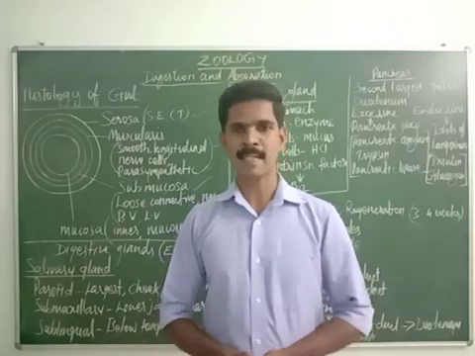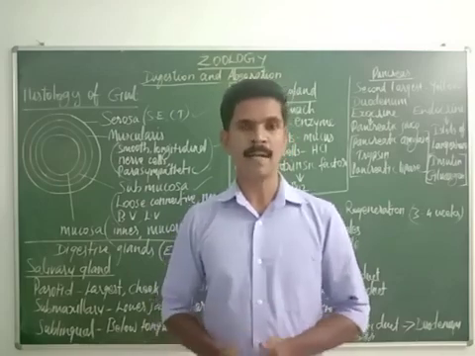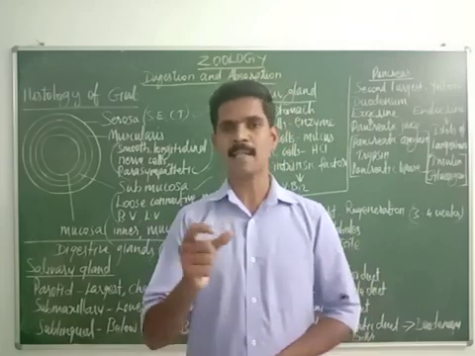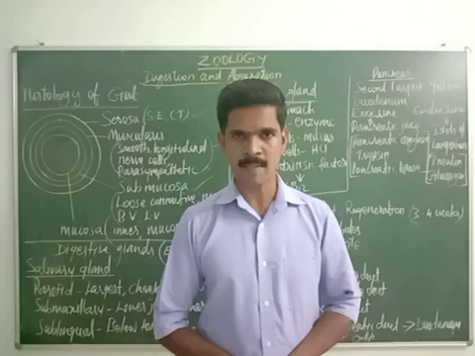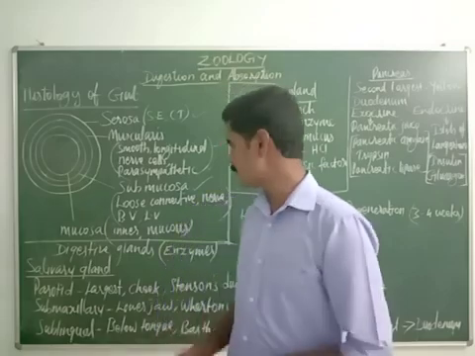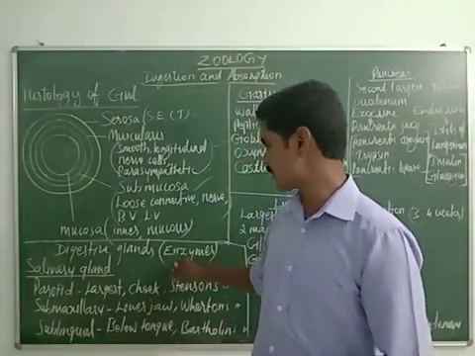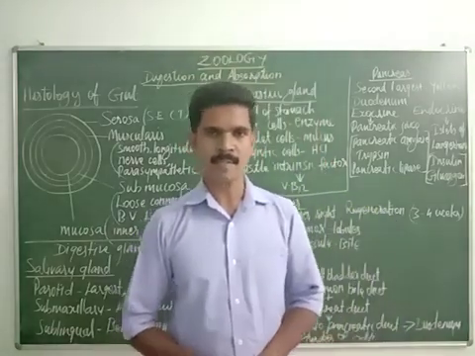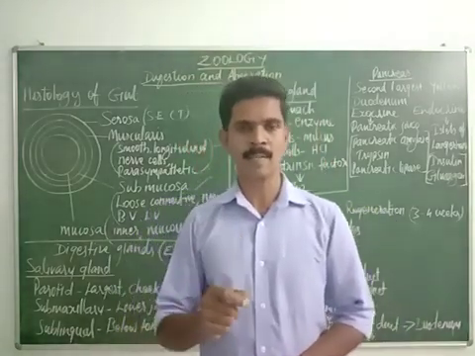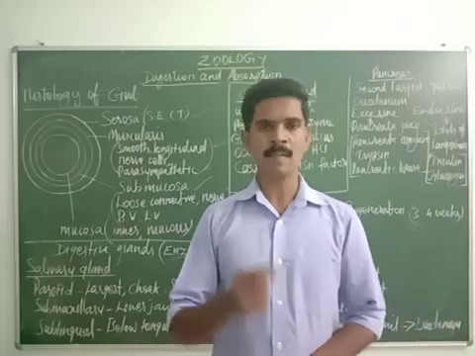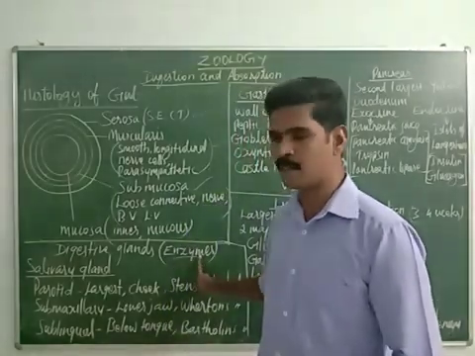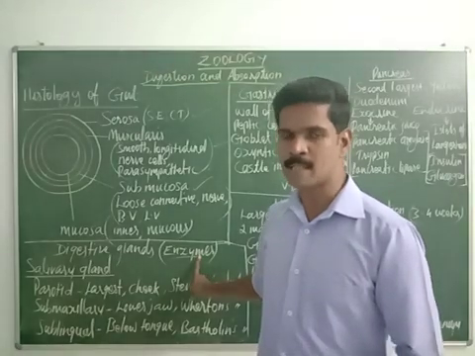Many glands and cells are present and they secrete biological catalysts. That means a chemical-like substance is secreted by these glands, and the name of this substance is called enzymes. So the digestive glands present in our digestive system secrete a biological catalyst, a chemical-like substance, called an enzyme.